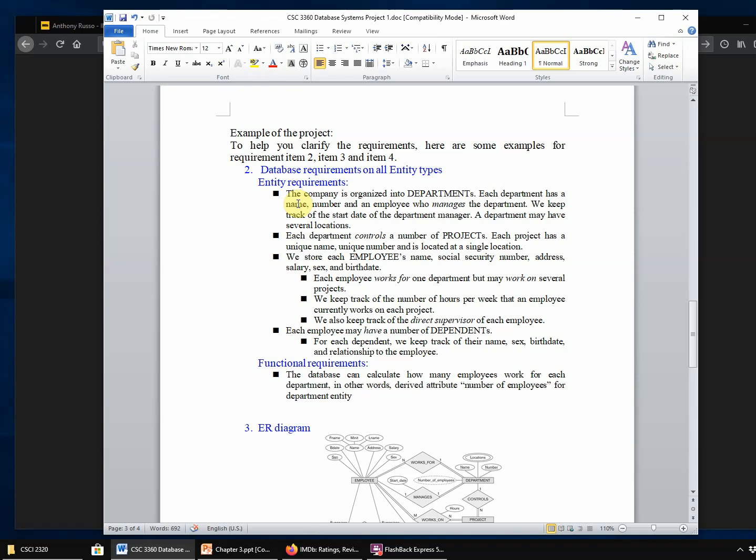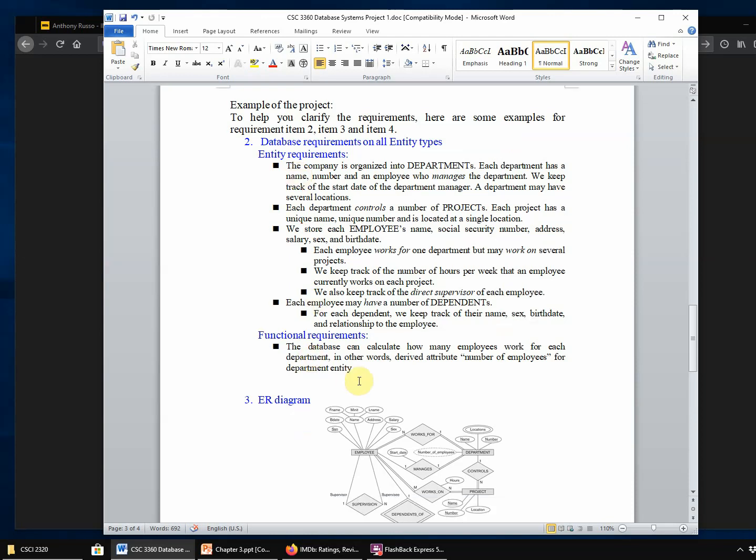not in ER diagrams or computer science jargon, because this is the time for you to communicate with other people, and I would be more like your client when you and I are having a face-to-face or online meeting. The functional requirements are like your derived attributes actually. The database can calculate how many employees work for each department. In other words, you are talking about the number of employees as a derived attribute. So you need to provide at least 6 entities for your database design, as well as at least 3 functional requirements that you would want to design.